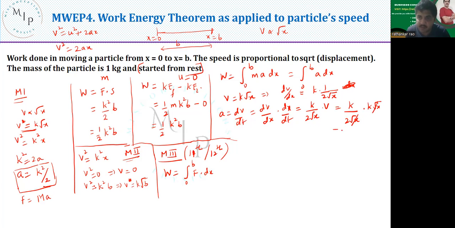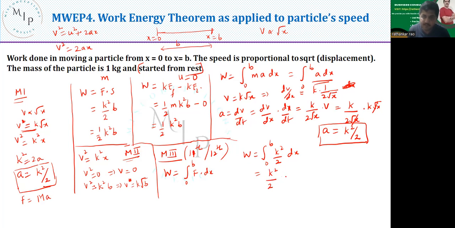So what is the answer I'm getting? I'm getting this as k square by 2. Now, I take this value of a equal to k square by 2 and substitute in this equation. So W should be equal to the integral from 0 to b of a, which is nothing but k square by 2 into dx. Now you see this is a constant. I can remove this from the integration, k square by 2 times the integral of dx.